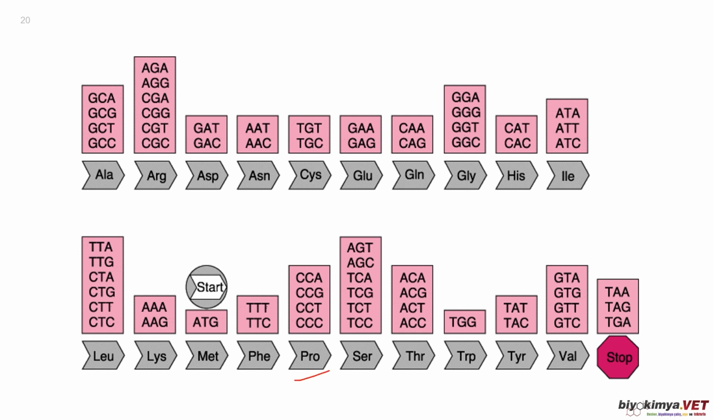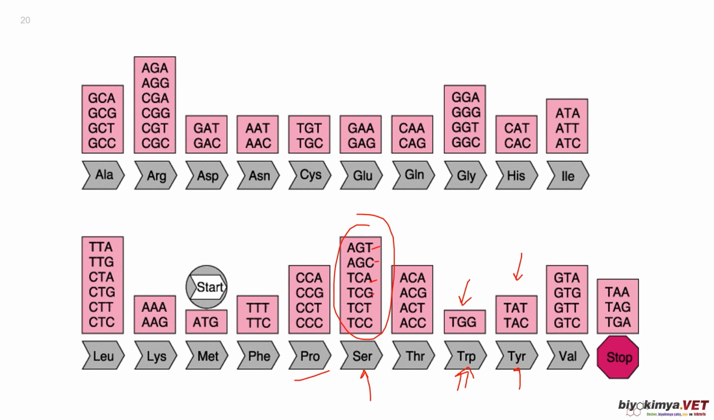And as you see, some amino acids, for example here, tryptophan, have only one type of codon. But for tyrosine, there are two types. For serine, look at here, 1, 2, 3, 4, 5, 6. There are 6 different codons that encode the amino acid.